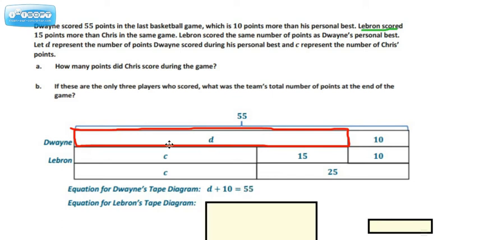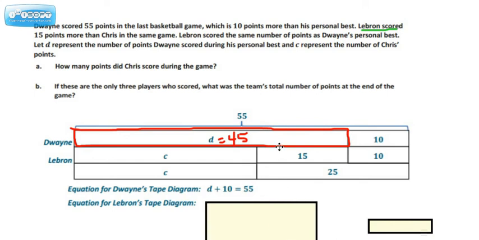But if we just focus on this red box first, because here's what we know. We know that 55 points is the total that we're talking about here. And we know that each of these boxes, if we were to add up all the numbers that are in these boxes, would have to add up to be 55. So let's start with this red box first. We know that D has to be equal to 45 because 45 plus 10 would be equal to the 55. So if they're telling us to let D represent the number of points Dwayne scored during his personal best, then that means we're going to be writing this equation. D plus 10 equals 55.